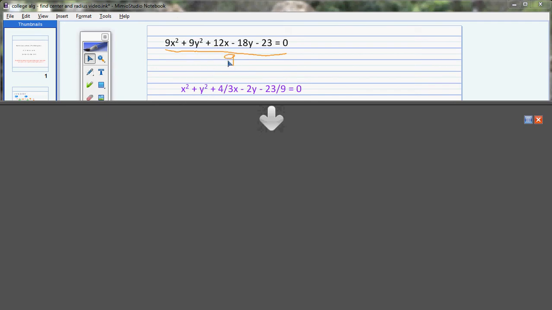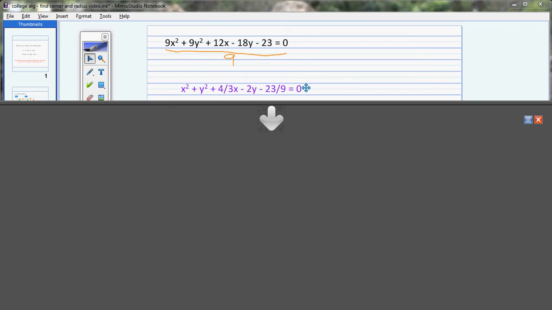12x divided by 9 does make a fraction that you reduce. That would be a positive 4/3 x. Negative 18y divided by 9 is negative 2y. Negative 23 divided by 9 is a fraction, negative 23/9. And don't forget 0 divided by 9 is 0. So now this is the equation we're going to work on.